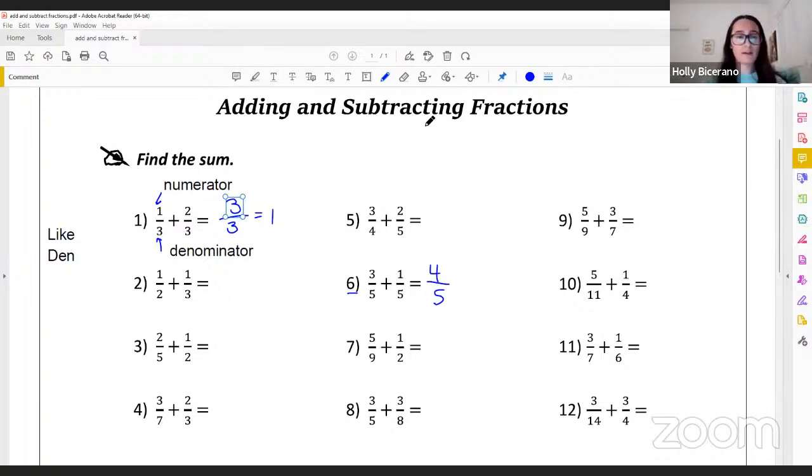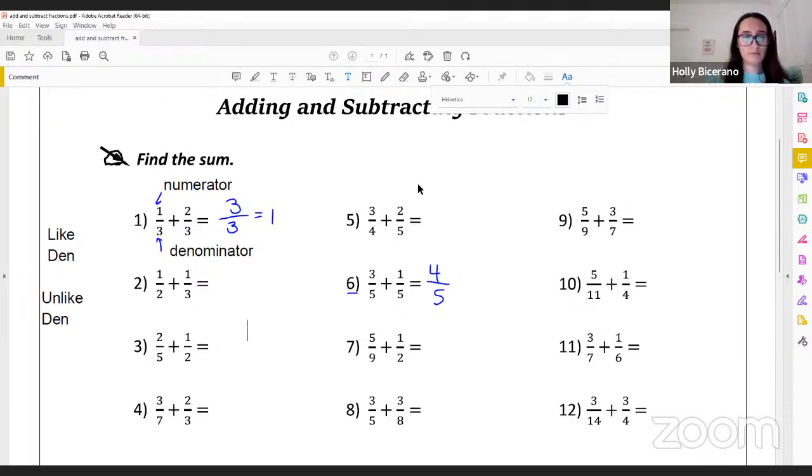Then let's look at another one. Now we'll do unlike denominators. So let's look at number 2 now. So when you have a case of unlike denominators, like you have in 2, you look to the denominators and you think, what is the lowest common multiple? Or in this case, it's called the lowest common denominator between them. So what is the smallest number that 2 and 3 can both go into?